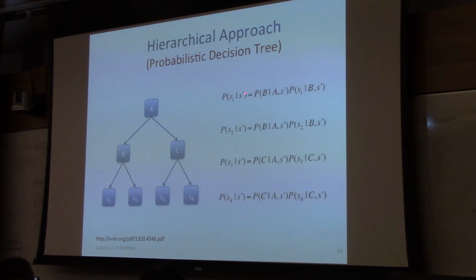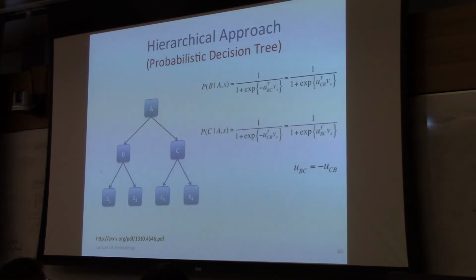So the probability of selecting this word is equal to the probability of selecting this branch, times the probability of selecting this branch. The probability of s2 is equal to the probability of selecting this branch times the probability of selecting this branch. The sum of the probabilities of these 2 branches equals 1. The sum of the probabilities of these 2 branches equals 1. And so this is one way that we can avoid having to sum over the entire denominator in the previous flat approach.